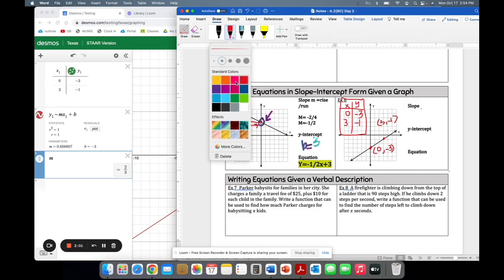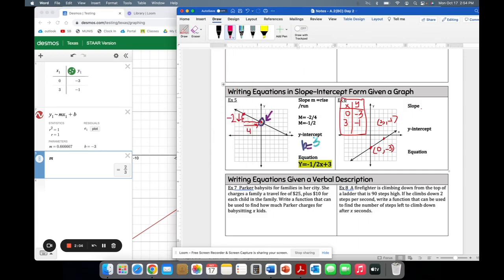Slope is 2/3, and y-intercept is -3. All I need is my equation now: y equals 2/3 x minus 3, and there you go. That's my equation. I'm done. So if you can't do rise over run, that's fine. You can simply use this method as well. It should not be a trouble.